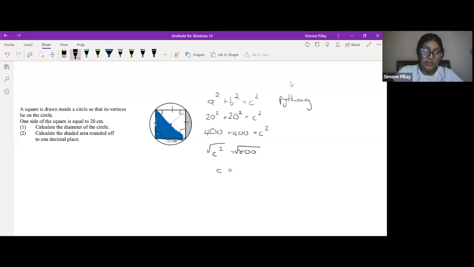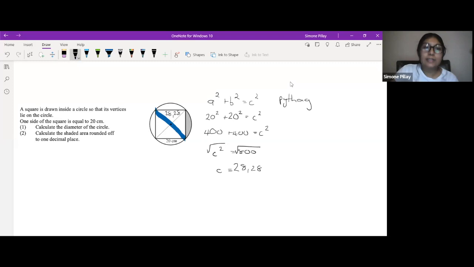Square root of 800. And let's remember to round off correctly. 28,28. Thank you so much. Okay, so I'm going to erase all my stuff over here. And I just want to make a little highlight over here so that I know that's my diameter, and that is going to be 28,28. Now that's part 1 done and dusted.